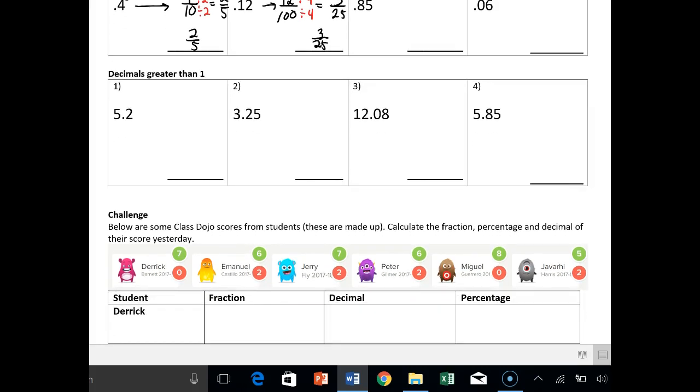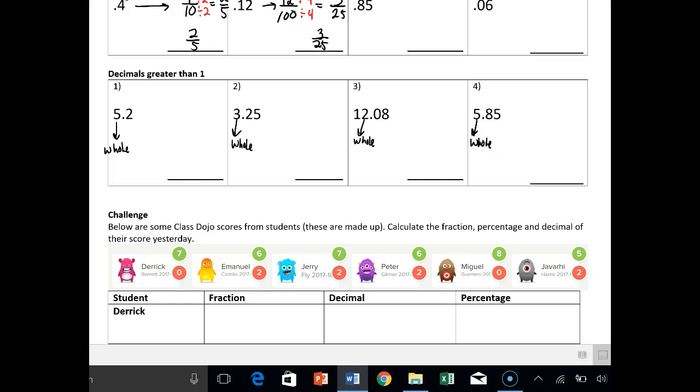Now, for decimals greater than 1, the number in front of the decimal is going to be our whole number. So you're going to have a mixed number where the number in front of the decimal is your whole number. The decimal portion will be your fraction in the mixed number.